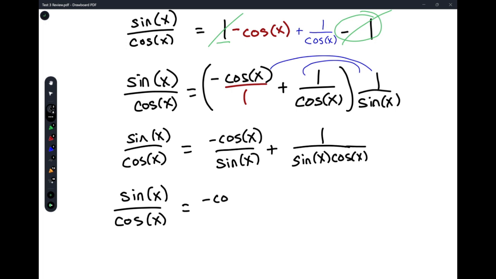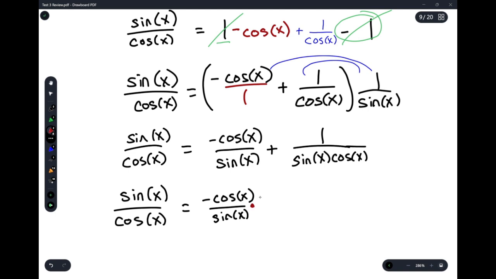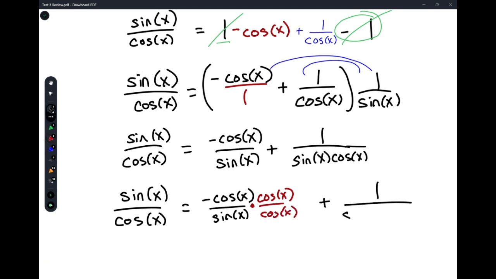Equals negative cosine of x over sine of x. And then we're going to multiply by 1, but we're going to do it in a really cool way. We're going to do it as cosine over cosine. Are you allowed to just multiply by 1 somewhere in the middle of a problem? Yes. It's the only number you're allowed to just multiply by.